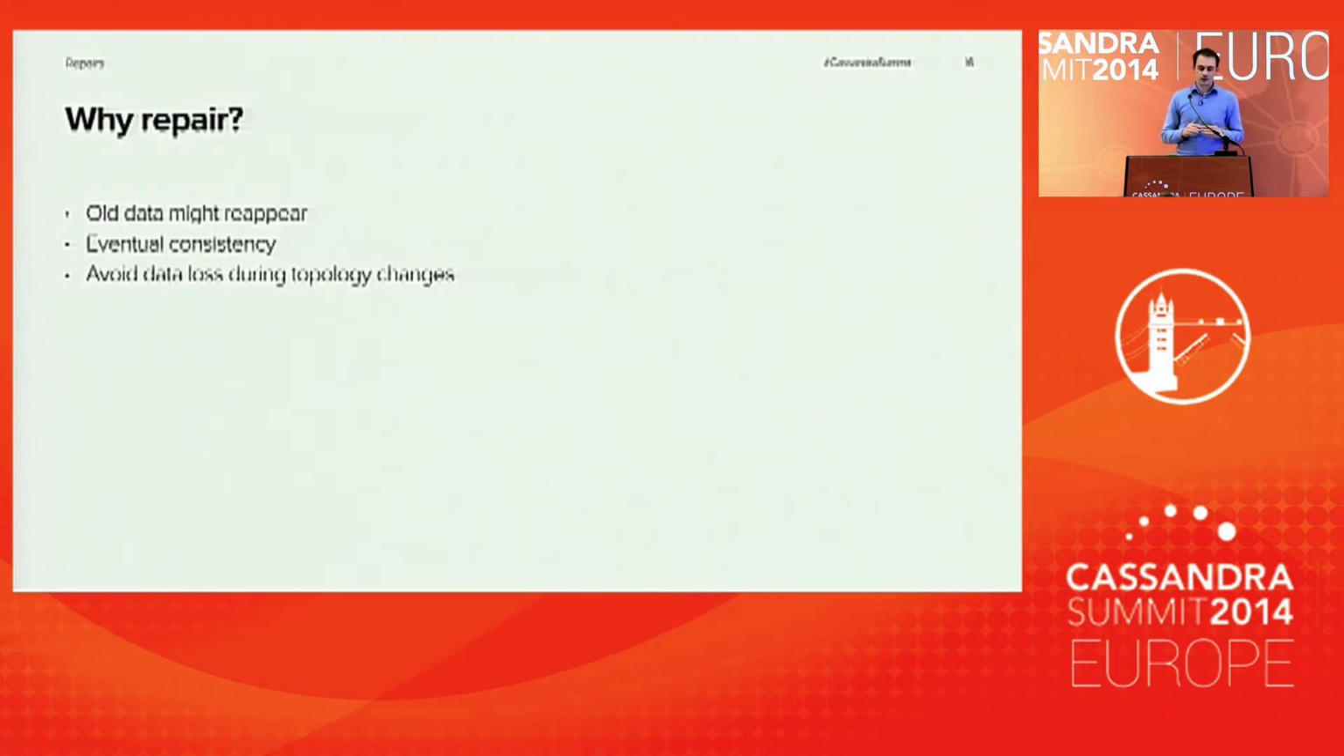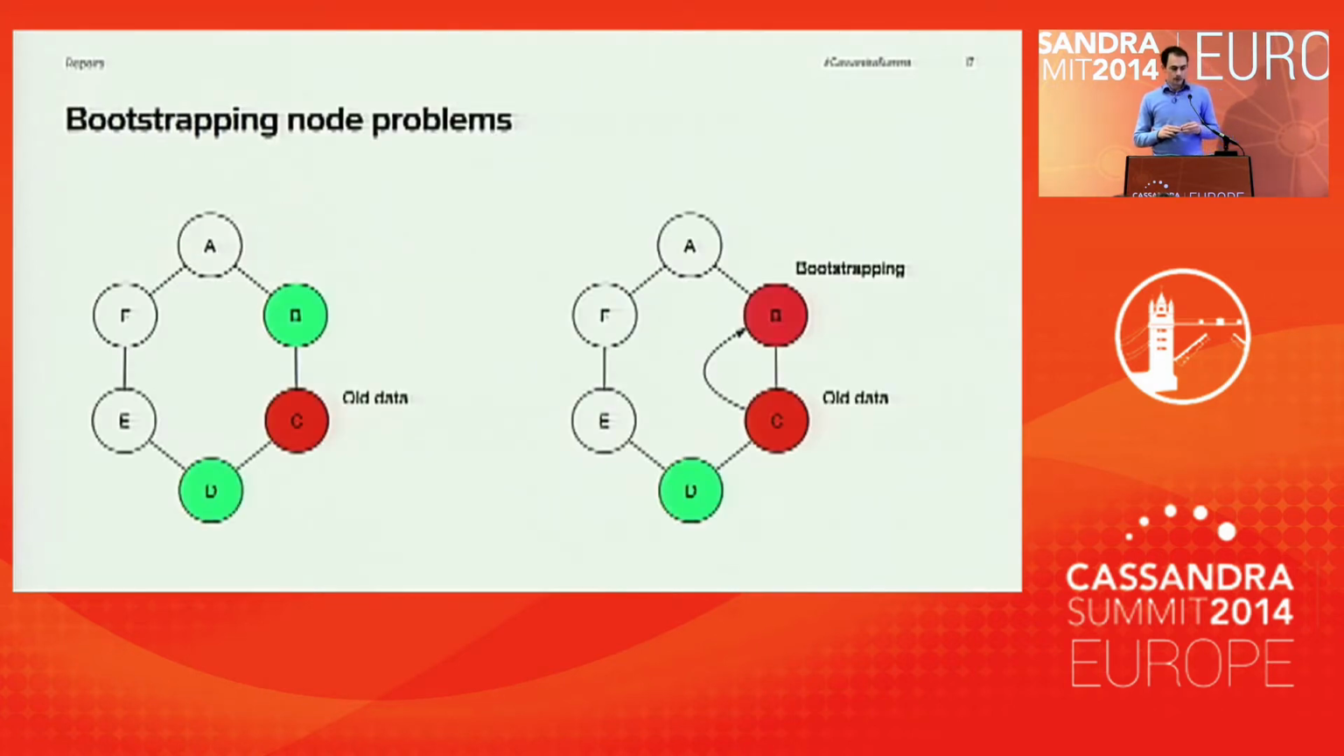There's actually a third reason, which might not be as obvious: you can actually lose data if you're not running repair when you're changing your network topology. With that, I mean if you're replacing nodes or expanding your cluster, you have to run repair quite a lot when you're doing that. Otherwise, you might risk losing data. And I want to show this with an example.